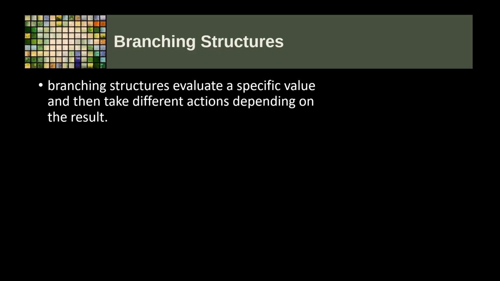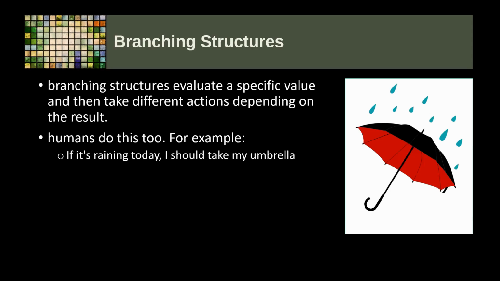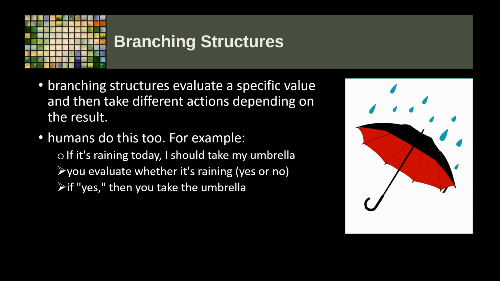What do I mean by that? A branching structure will evaluate a specific value and then take different actions depending on the result of that evaluation. So if you think about it, humans do this too. For example, if it's raining today, I should take my umbrella. That's a very simple statement, but underneath that, there is some rather complex logic. So you evaluate, first of all, whether it's raining, and that's sort of a yes or no evaluation, right? Raining or not. And if it's yes, then you take one action.